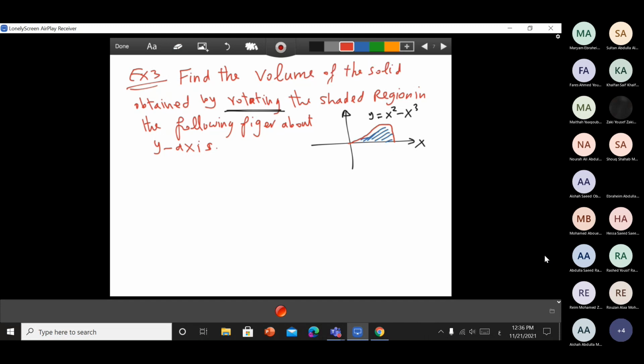So why am I telling you about the y-axis? You have no problem if you rotate about the x-axis. This is the disk method. Okay. So I will split this into two cases. Case A, from 0 to 1 about the x-axis, and case B about the y-axis. As far as I see, you have no problem with the x-axis. Let us see.